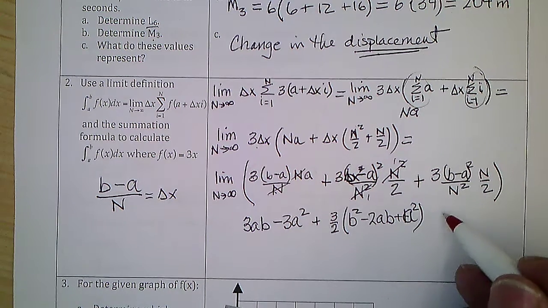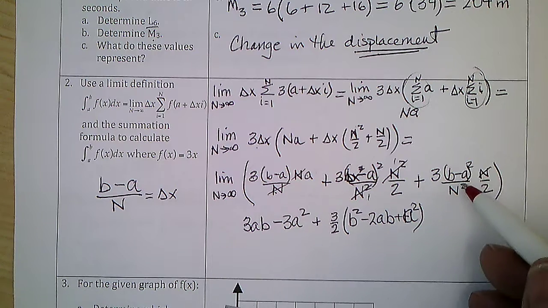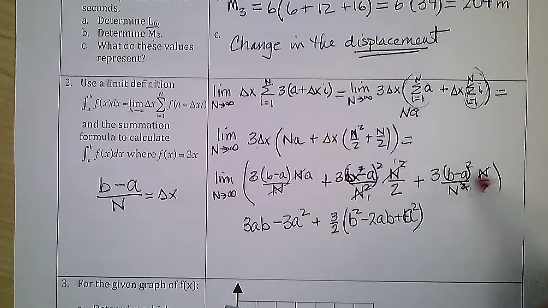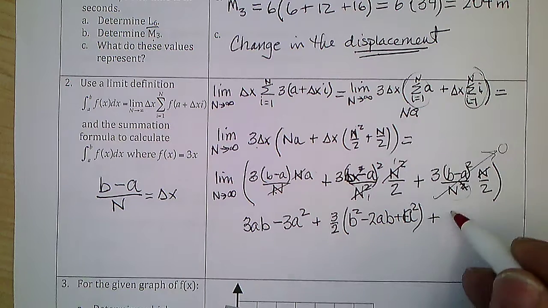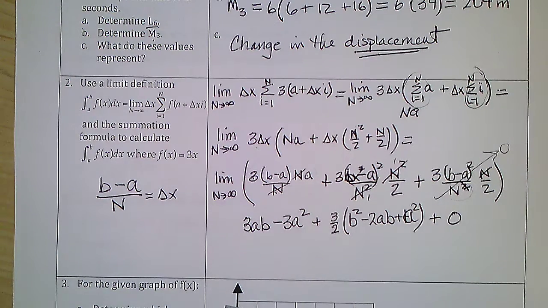On this last one, the n in the numerator is going to cancel one of them, but there will still be an n in the denominator. And when n goes to infinity, this whole fraction will go to 0, so we get plus 0. So we've taken the limit and done some algebra. And so now we just need to do the algebra to clean this up.